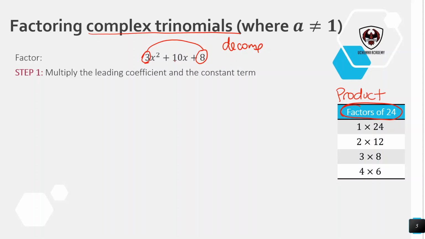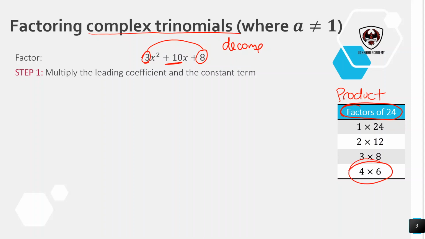And then I look at the middle term. Coefficient is plus 10. And again, I've got to do my sum. One of these pairs is going to be the pair that adds up to 10. And I hope that you agree with me. It's 4 and 6. So that is my two numbers.